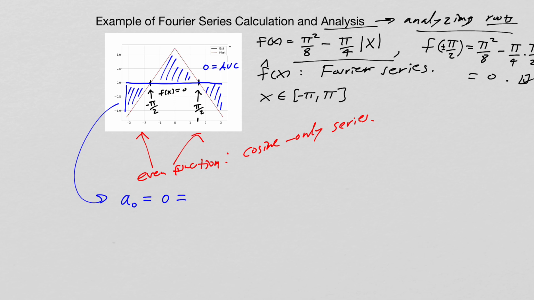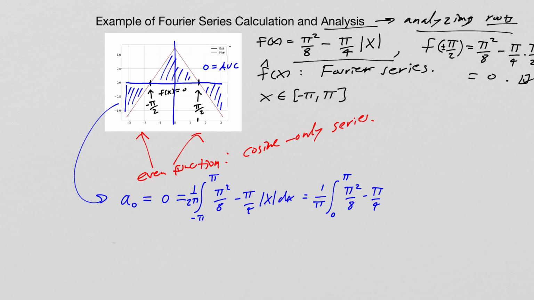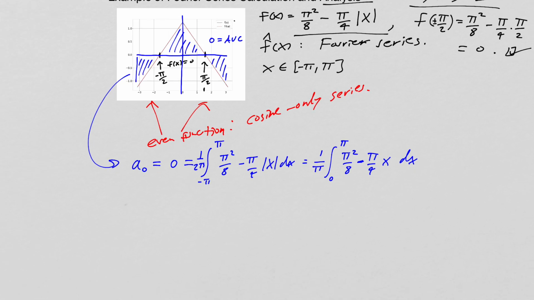To see that, all we have to do is integrate from negative pi to pi, divide by 2 pi, because that's always the formula, times pi squared over 8 minus pi over 4 times the absolute value of x dx. But because there's this symmetry, I can really just look at 1 over pi, and then integrate from 0 to pi of pi squared over 8 minus pi over 4 times the positive x, so we can remove the absolute values at that point.